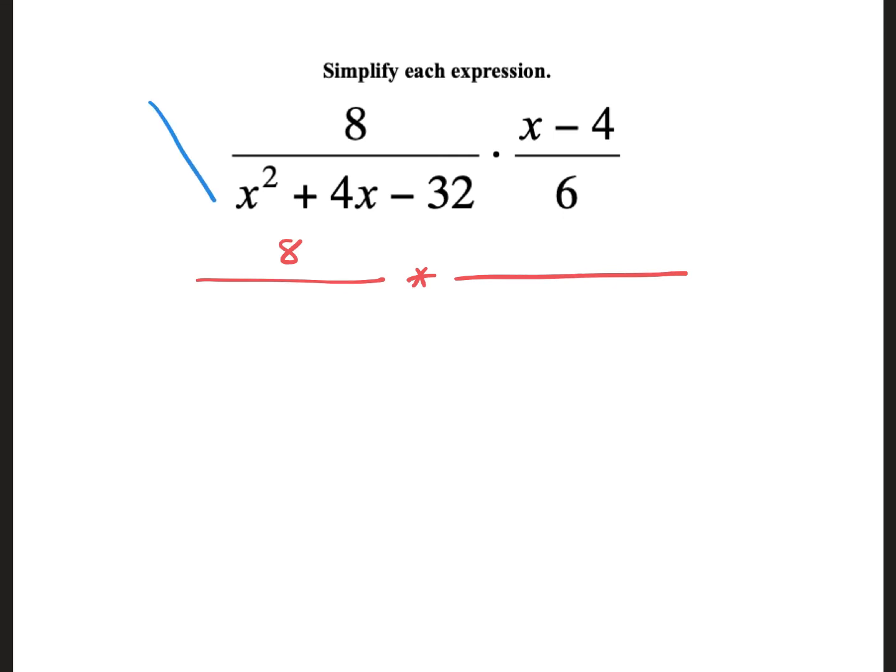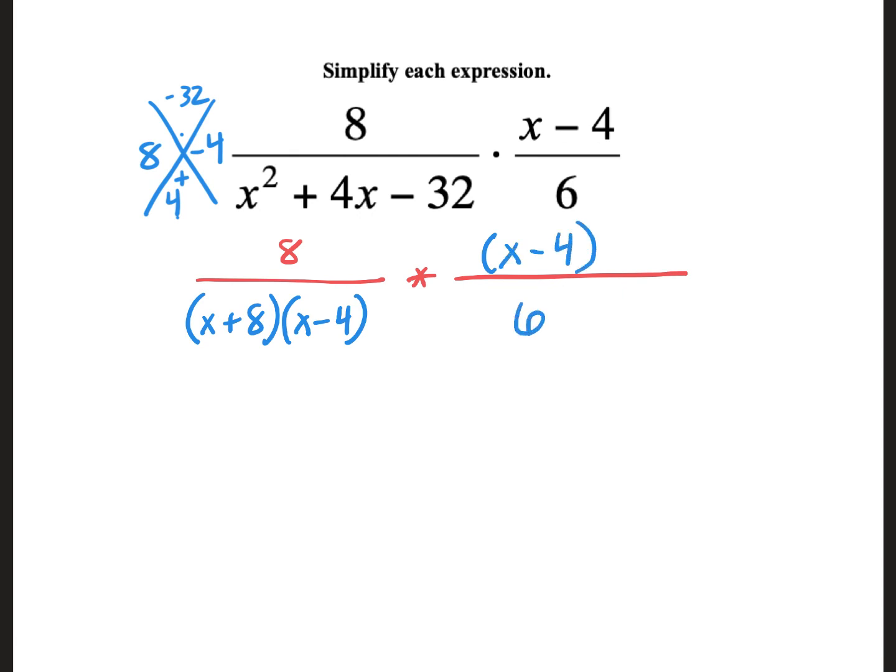For the denominator, you're looking for something that multiplies to negative 32 and adds to 4. We're going to use the x method. I know 32 is the same as 8 times 4, and I know if I do 8 minus 4, I get 4. So my two factors are x plus 8 and x minus 4. My second fraction is already factored. We just have x minus 4 on top and then a 6 on the bottom.